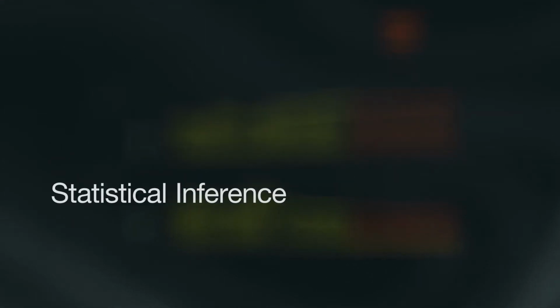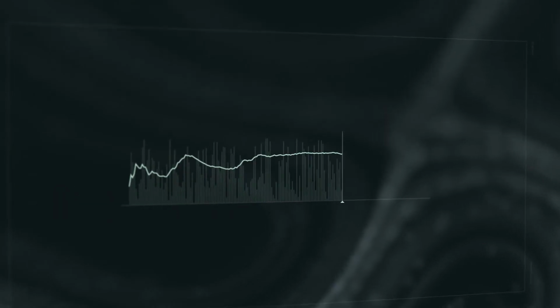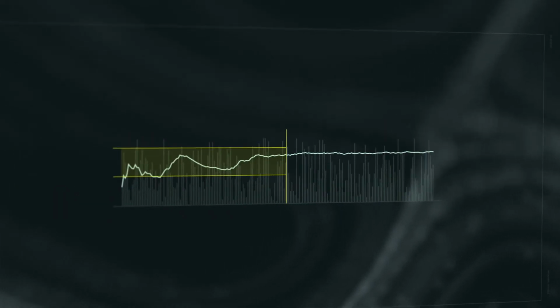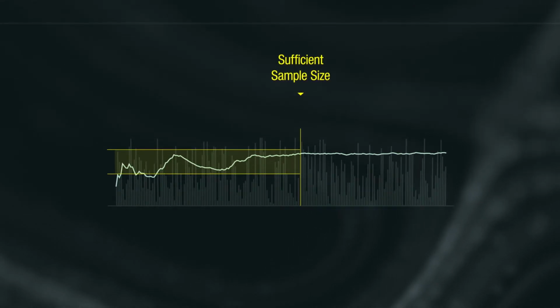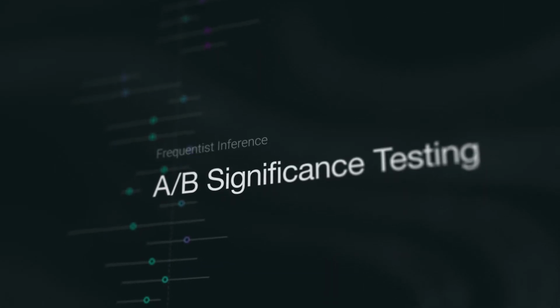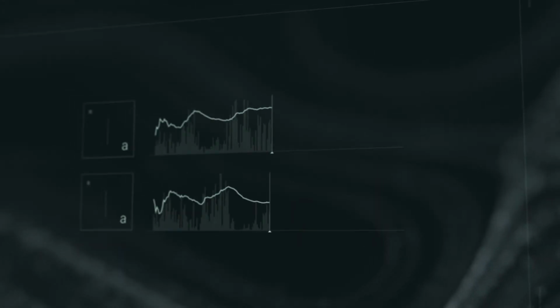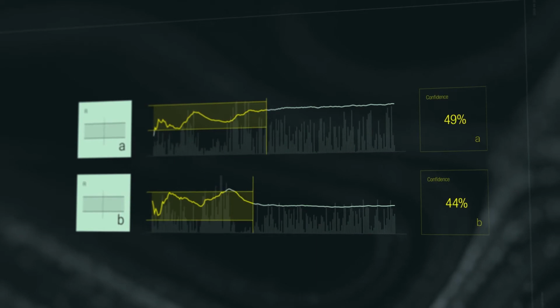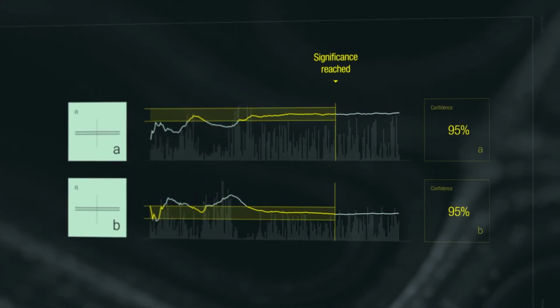That is why it's best practice not to use average numbers, but statistical analysis for decision-making. Statistics can tell you at which point in time you have enough data gathered to trust your numbers. The current industry standard for this is the frequentist approach, better known as A/B significance testing. Significance tells you with a certain confidence that the observed effect did not happen by chance.